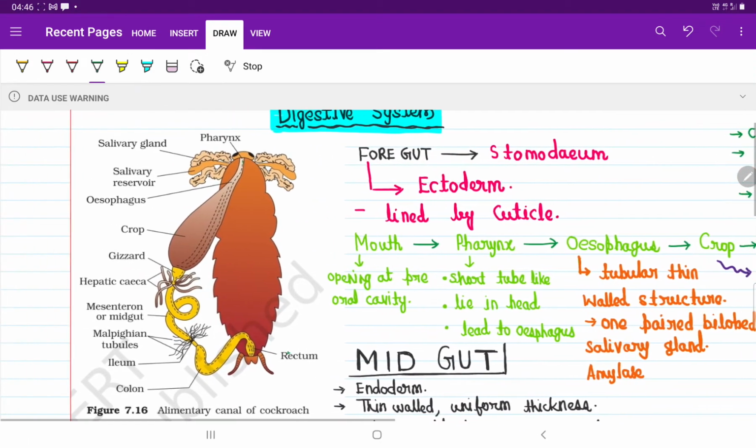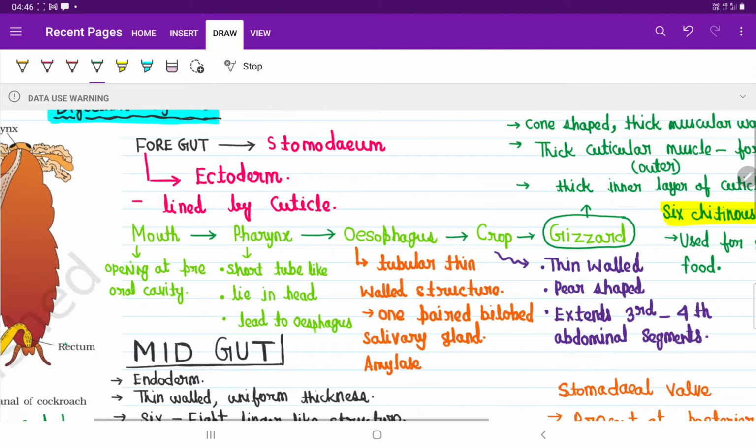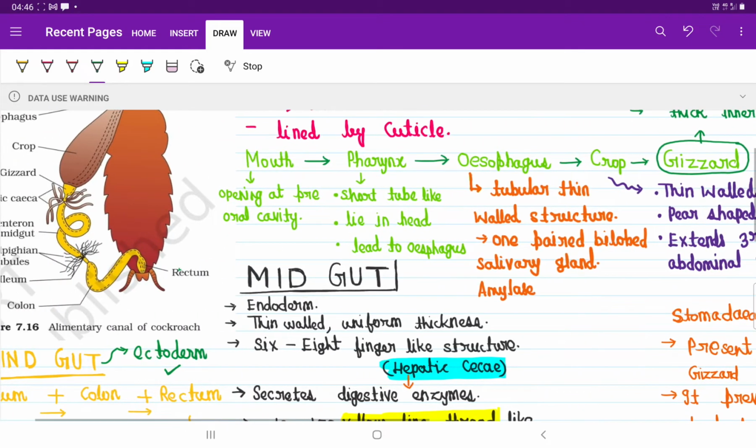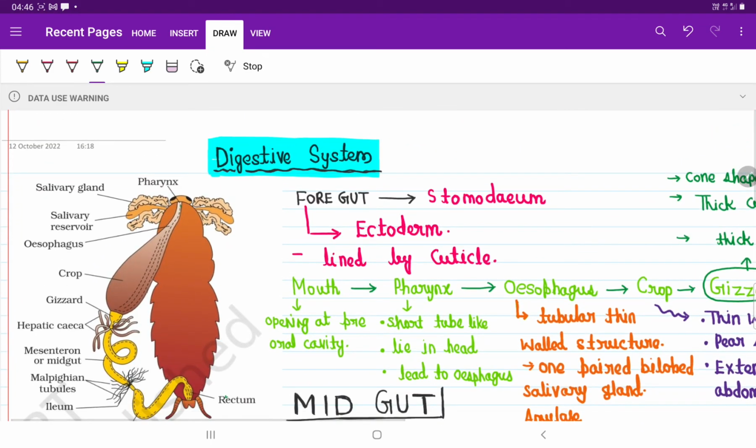So in this video we discussed the digestive system of the cockroach, which has foregut, midgut, and hindgut. We discussed that just posterior to the gizzard, at the junction of foregut and midgut, six ribbon-shaped hepatic caeca are present, and fine thread-like 100 to 150 Malpighian tubules are present between midgut and hindgut. Okay, the remaining we will see in the next video.